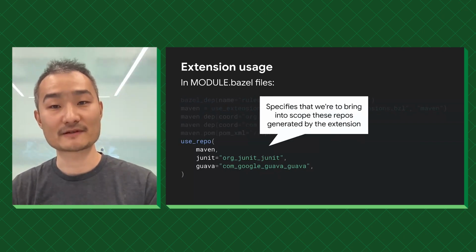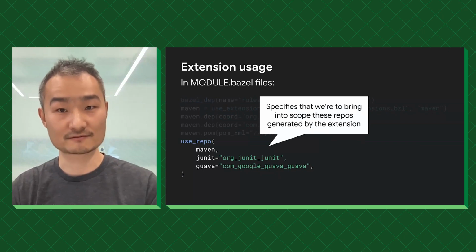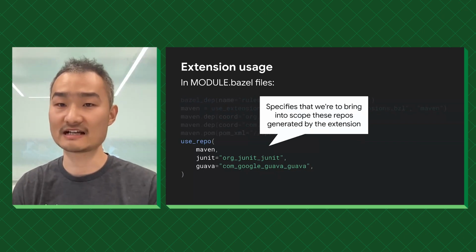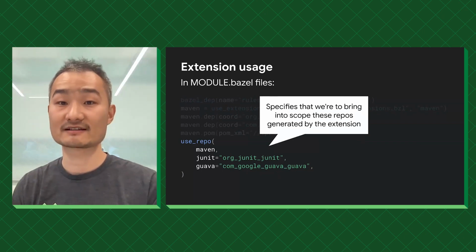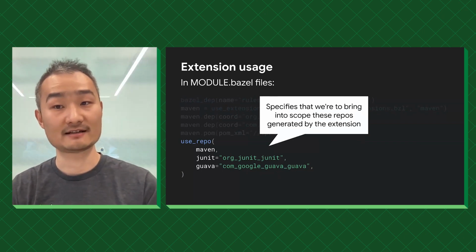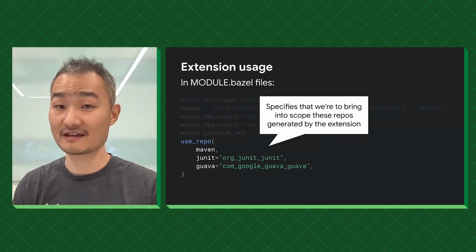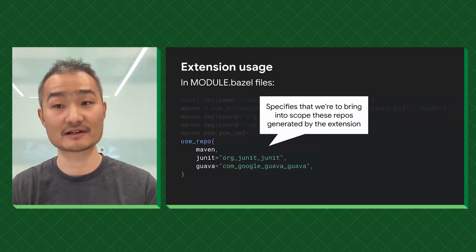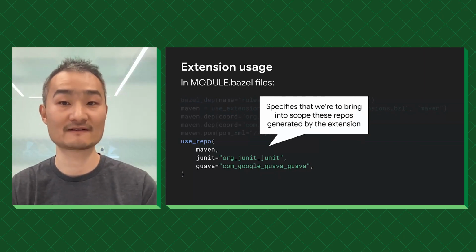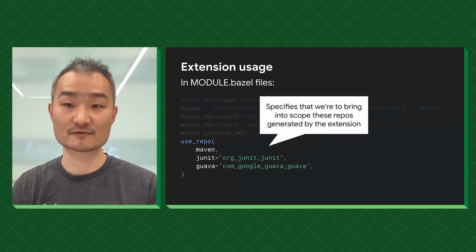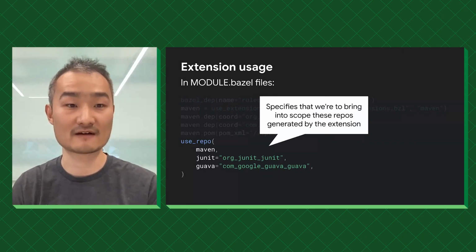If the extension generates repos and you would like to use them in your module, you need to declare them with use_repo. This is in part to satisfy the requirement of strict deps. The repos that an extension generates are part of its API, so by reading the docs of rules.jvm external, you should know that with the tags you gave it, it'll generate a repo called org.junit and one called com.google.guava. You can then rename the repos when you bring them into scope, such as here to JUnit and Guava respectively.